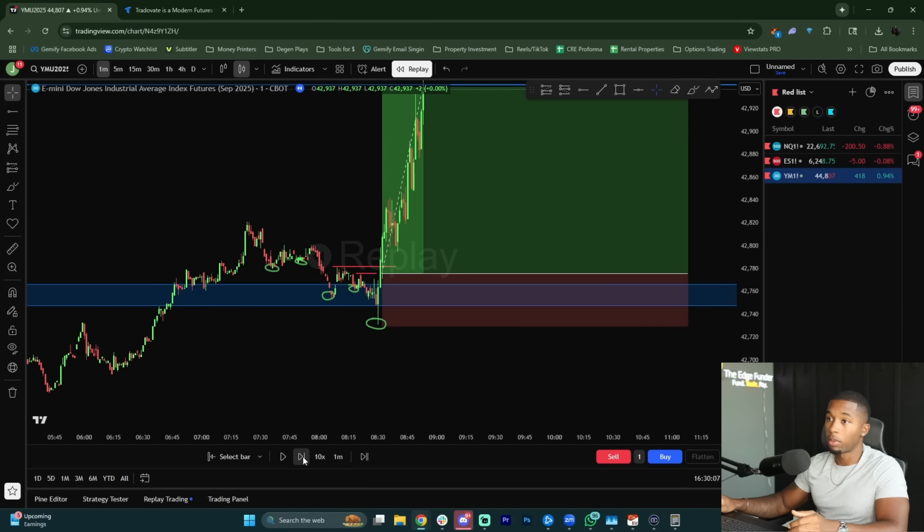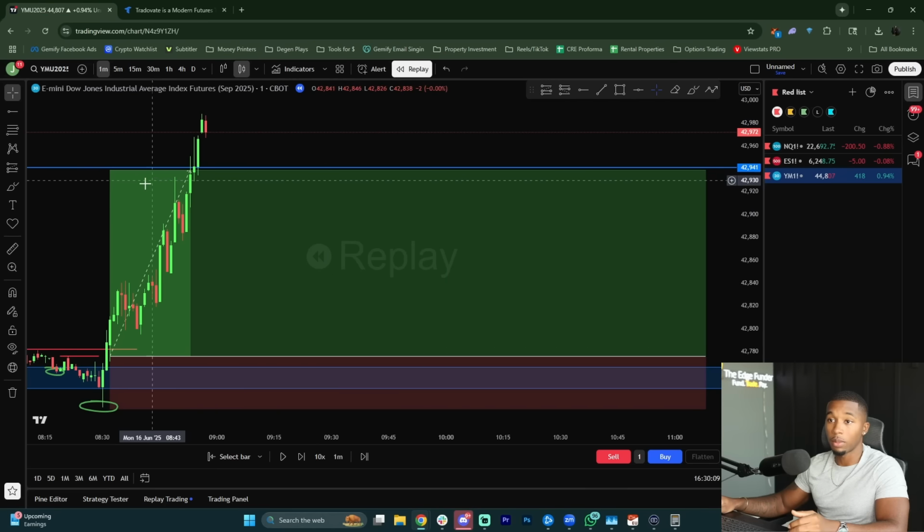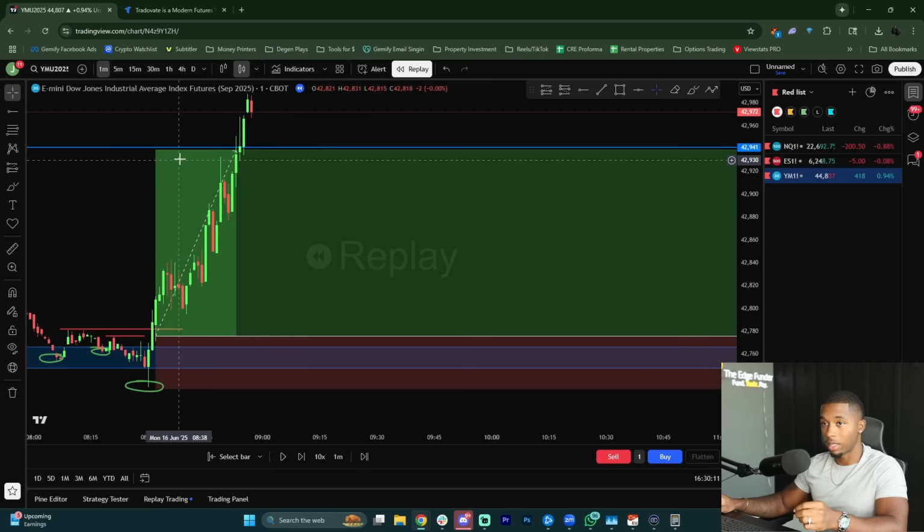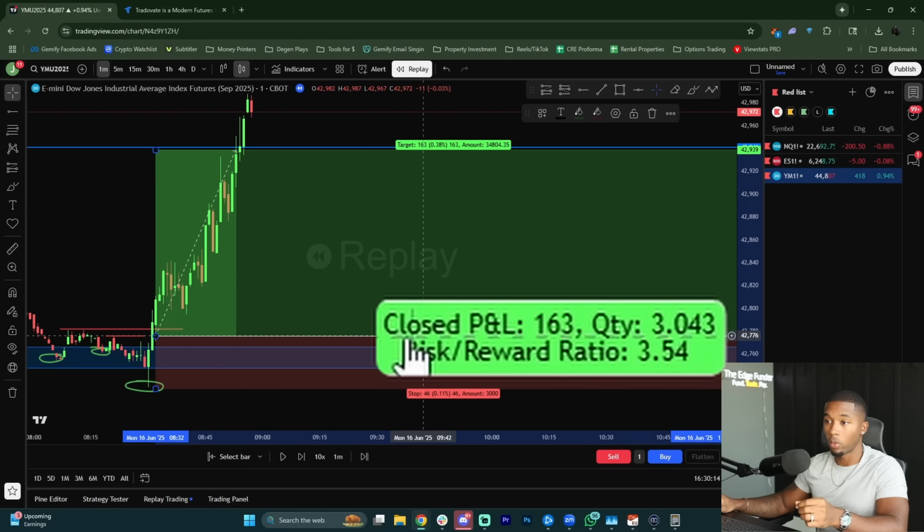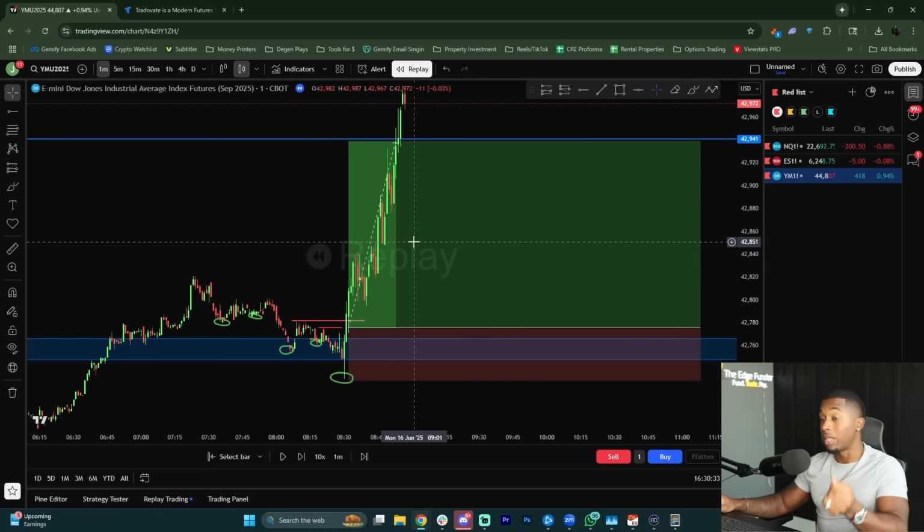Price continued to go up, and it would have hit our full take profit, and this would have made us some good money. This trade actually, if we look right here next to risk to reward ratio, it's 3.54. That simply means that for every dollar that we risked, we made $3.54. So if you risked $1,000, you made $3,540. If you risked $100, you made $354. That's simply what that means.